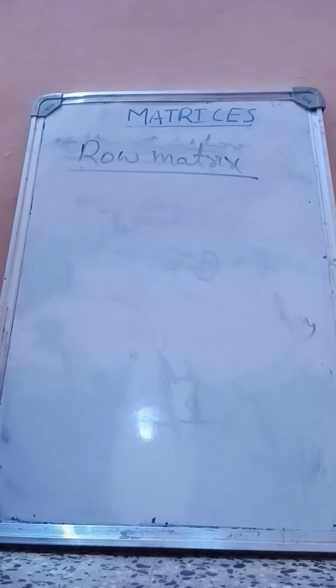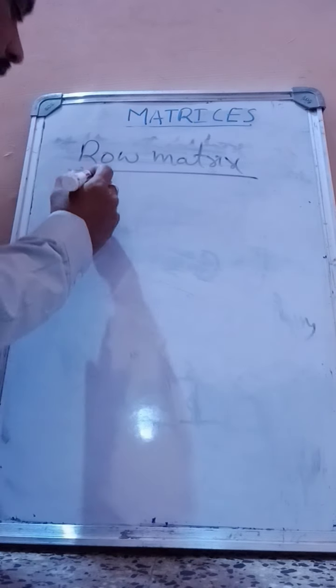Next we will move to the row matrix. What is a row matrix? It is just opposite to the column matrix. A matrix is said to be a row matrix if it has only one row.